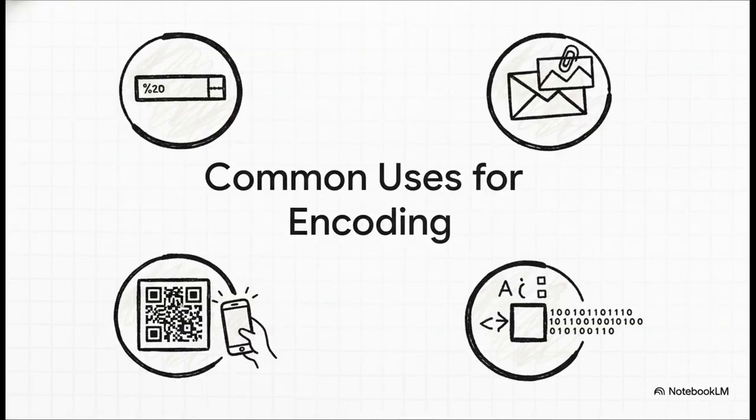And we see encoding absolutely everywhere. That %20 we just talked about, that's URL encoding. When you attach a picture to an email, your computer often turns it into a super long string of text using something called base64 encoding. Even the QR code you scan at a restaurant to see the menu, that's just encoded information that your phone can quickly translate back. It's all about making data just work.